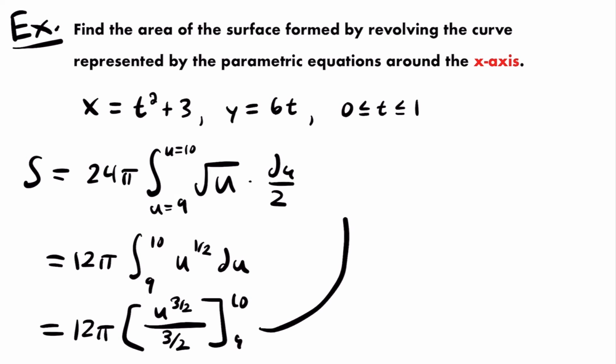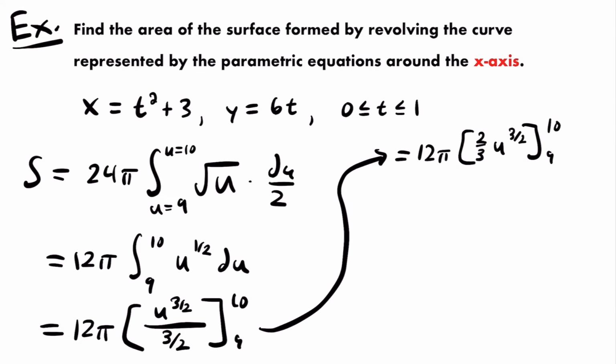All right, so if we continue our evaluation over here, we can simplify it by remembering that dividing by a fraction is the same as multiplying by the reciprocal of that fraction. So instead of dividing by 3/2, we can multiply by 2/3. So this will be equal to 12 pi times 2/3 times u to the 3/2 power, evaluated from 9 to 10. But now I'm going to pull this 2/3 out to the outside so that we can just focus on evaluating u to the 3/2 power at 10 and then subtracting the evaluation at 9.